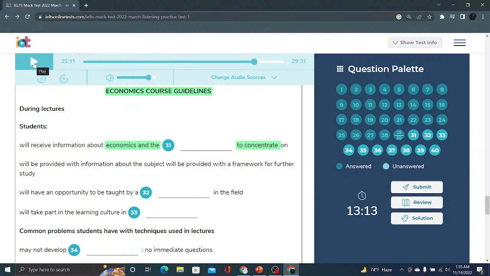Okay, economics and the priorities. So the answer would be priorities. Priorities. Okay, the answer would be priorities.